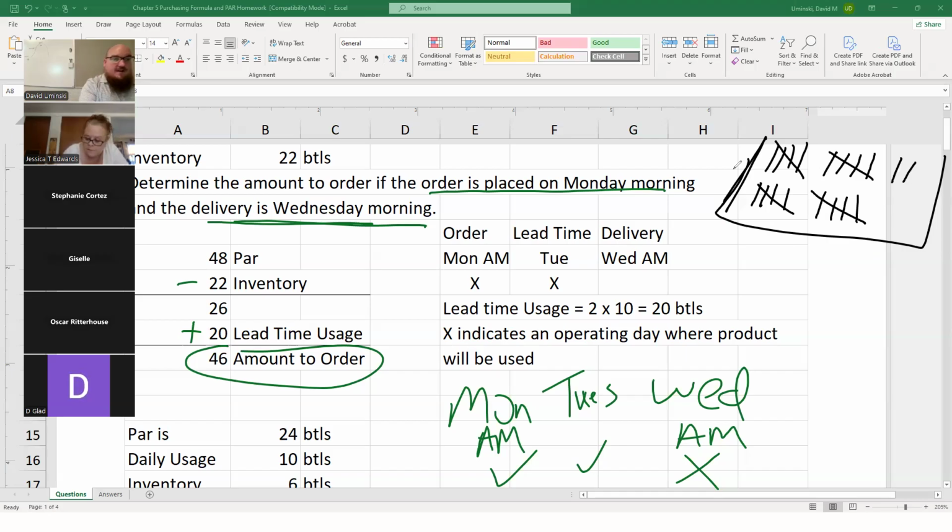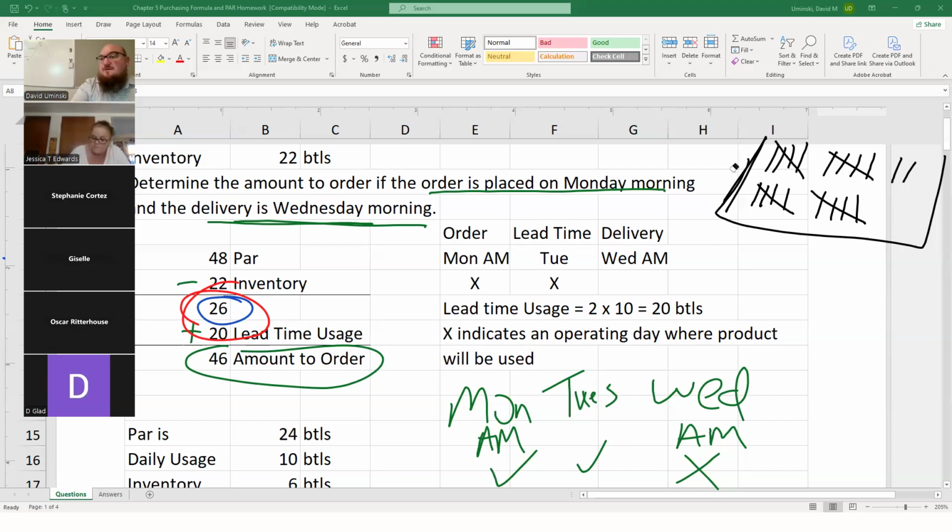If I were to only order 26 bottles, I'm going to do it in red so you can tell that it's not a good number. It's incorrect. If I were to order 26, I order it on Monday. I'm going to say, hey, Ray, this is David over at restaurant ABC. I need to order 26 bottles of whatever we're ordering. Okay, sounds great. I'm going to send you 26 bottles.